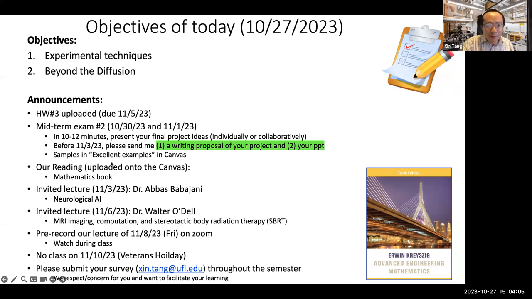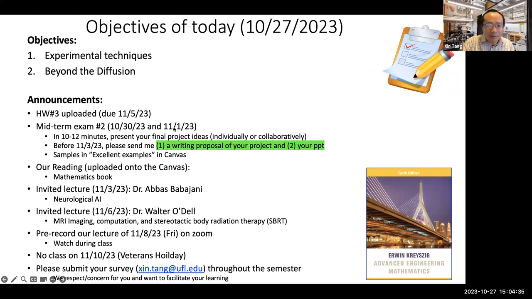I have uploaded excellent examples to Canvas, so feel free to use them. If you need more, I have more. There are many, many excellent examples presented by previous students. Very good job. I picked some of them and put them in Canvas. I think that will be enough to give you some sense and some good examples, but if you need more, you can let me know.